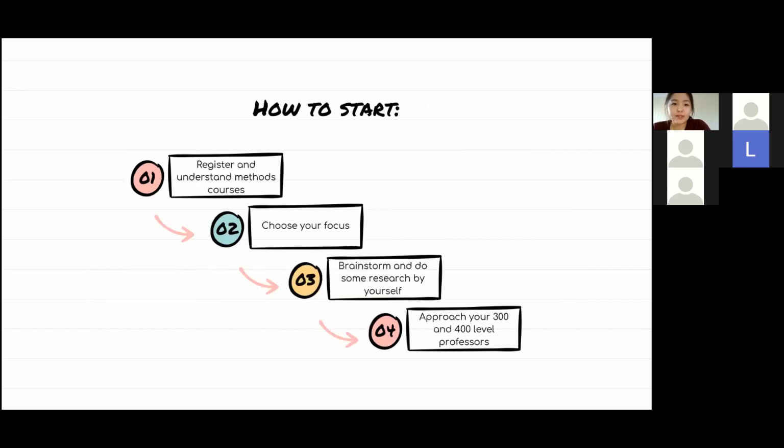How to start? You first need to register for and understand the methods courses in your curriculum. After this, you need to choose your focus and brainstorm, doing some research by yourself on which exact research field you want to focus on. And after this, you need to approach your third or fourth year, 100 or 400 level professors with whom you worked, who know you better than other professors.